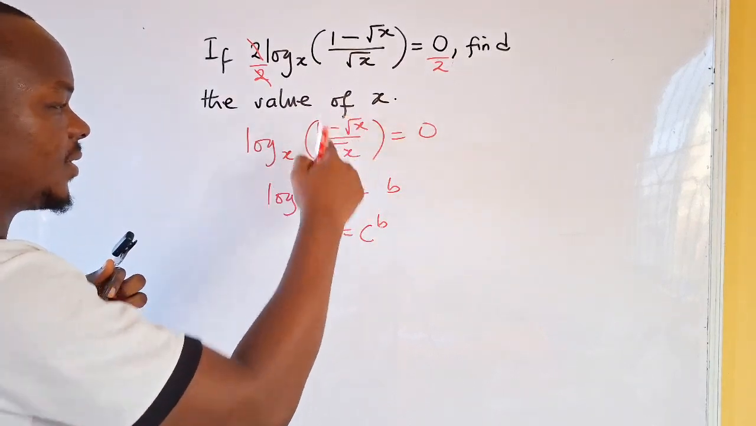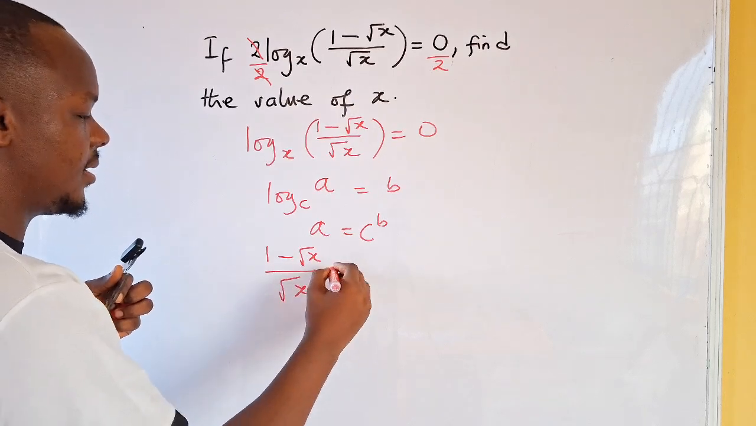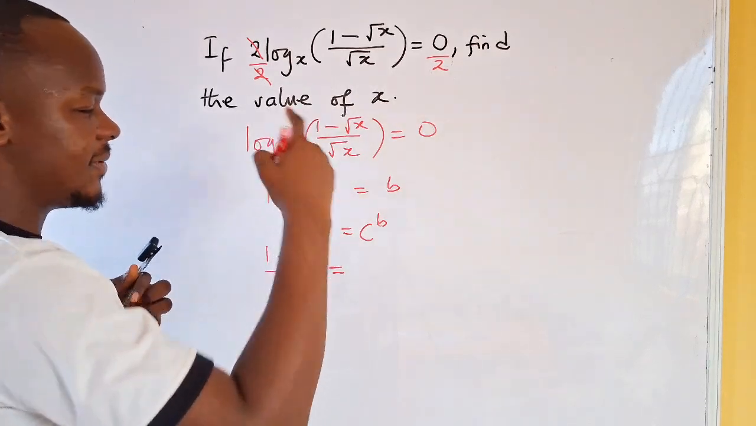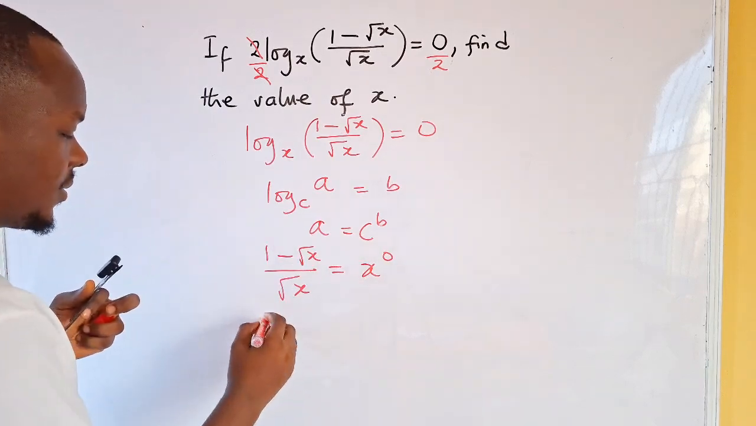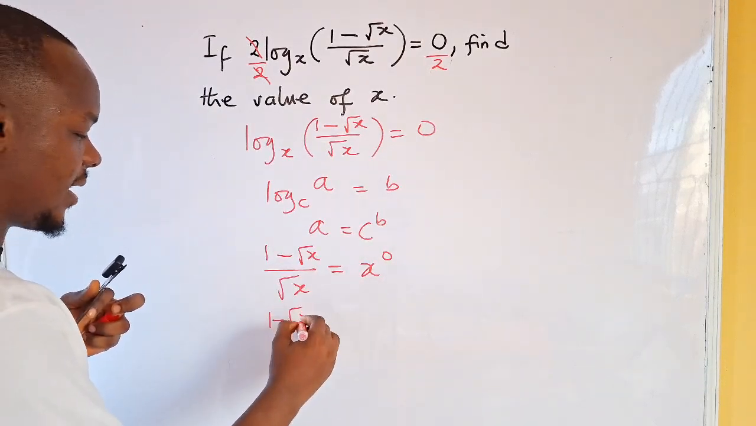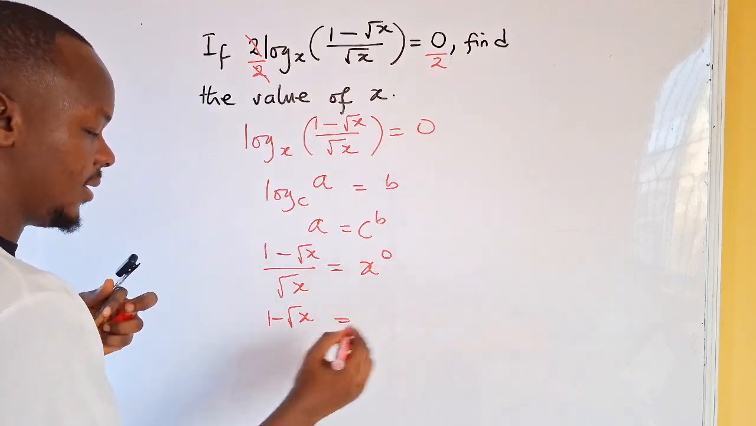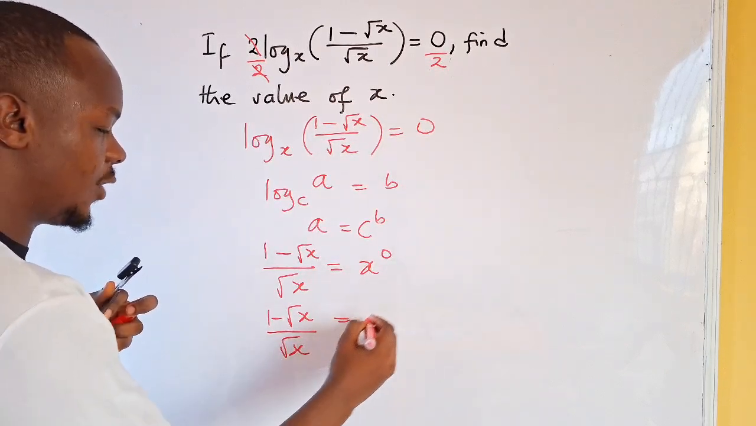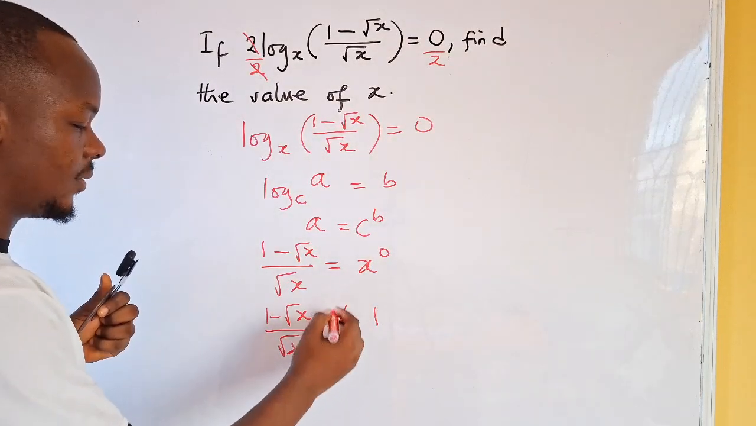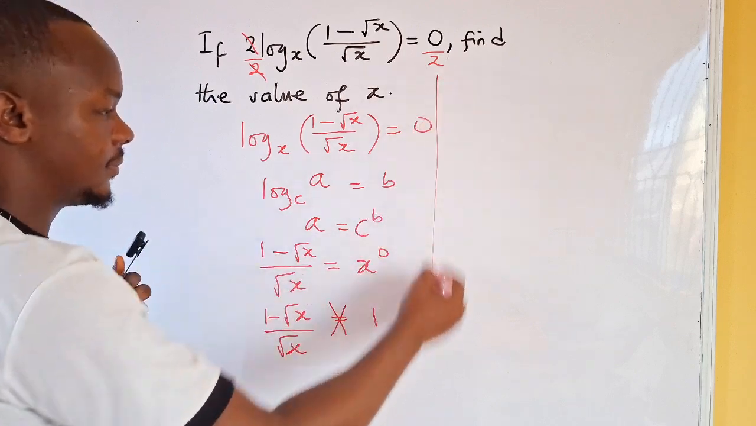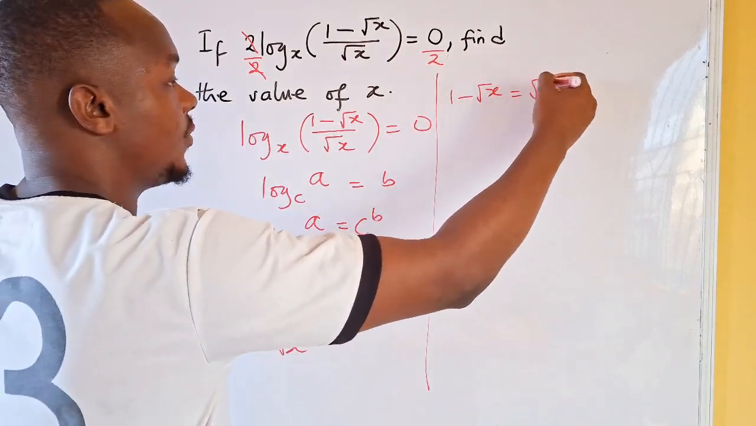So I'm going to keep this on the left side, (1 minus root x) over root x equal to, I'm going to take x as the base and raise it to power 0. Okay, so this will give me 1 minus root x equal to, now x raised to power 0 is 1, so I have equal to 1 here. Here we can cross multiply, so cross multiplying, I'd have 1 minus root x equal to root x.